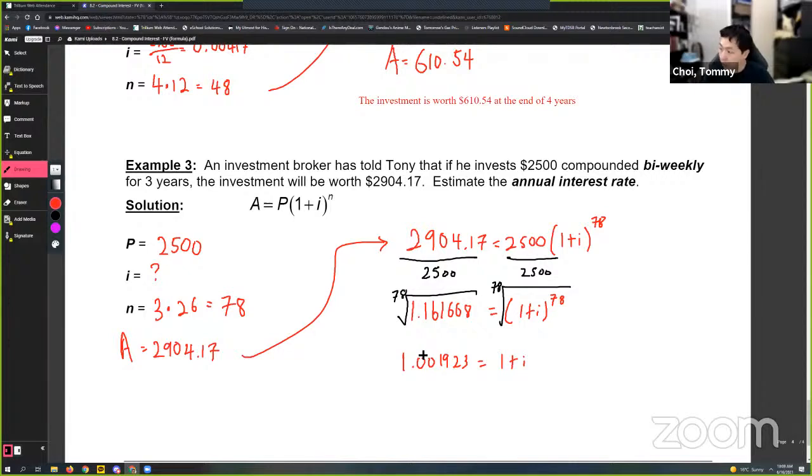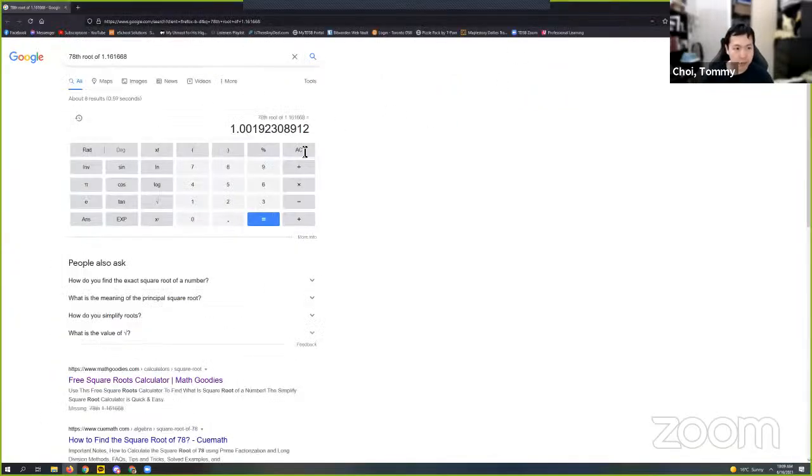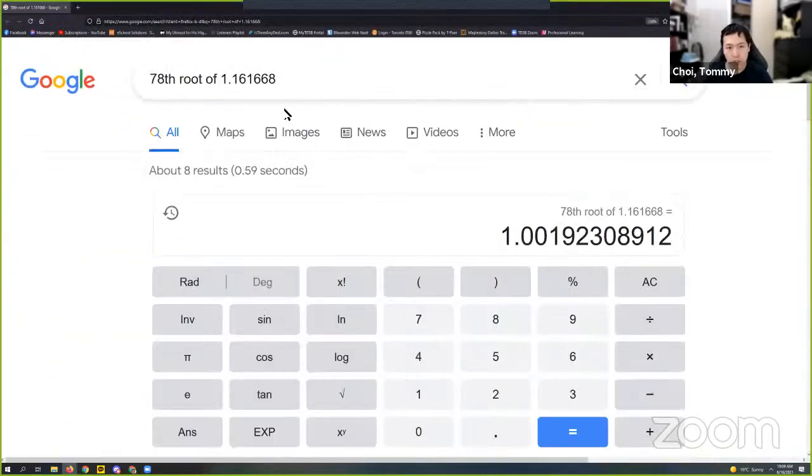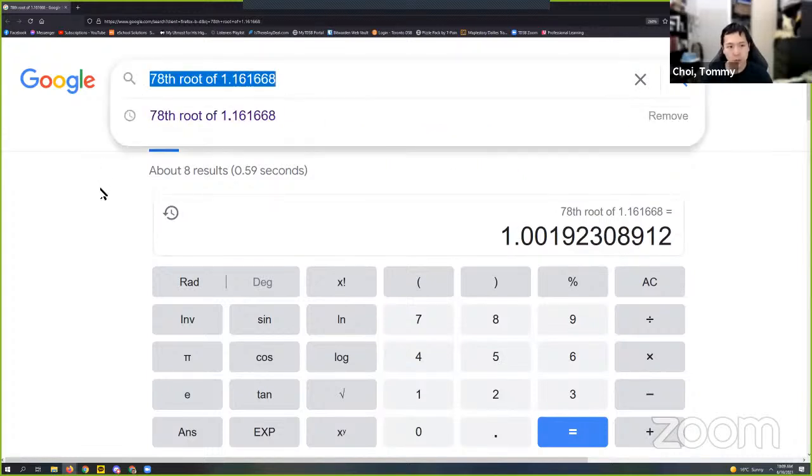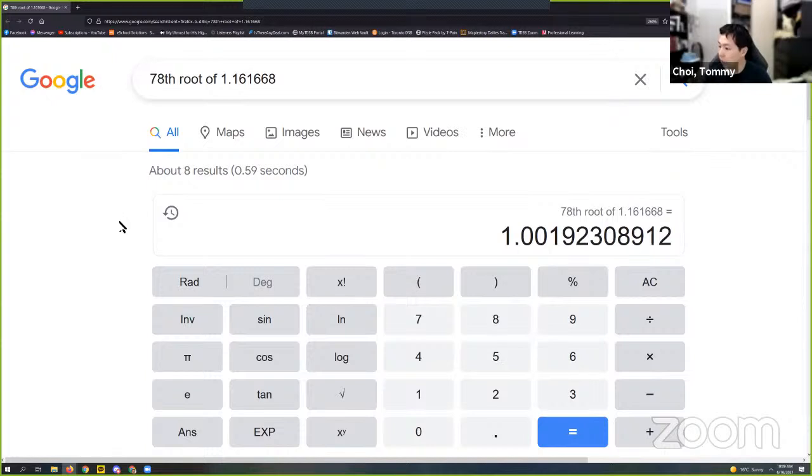If not, you can go to Google and you can type the 78th root of this, and that gives you your value. So notice how I typed in Google 78th root of 1.161668. It'll give you that 78th root. So Google is your best friend in case you can't calculate it. This helps a lot with your interest rate.